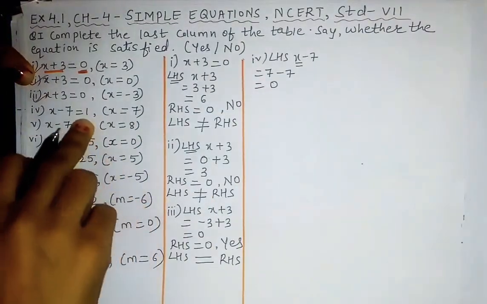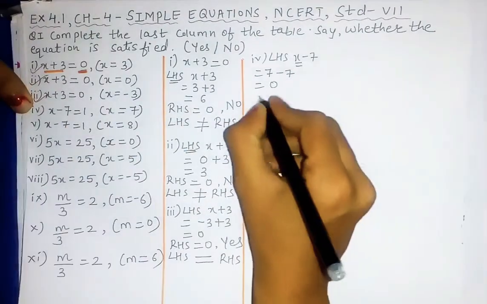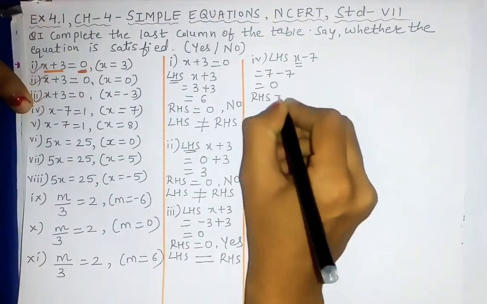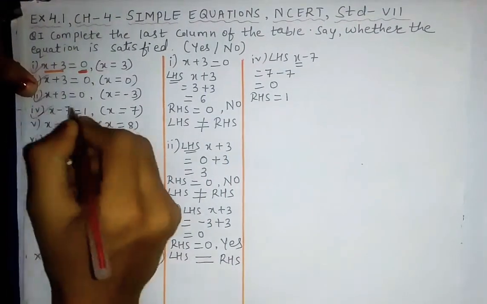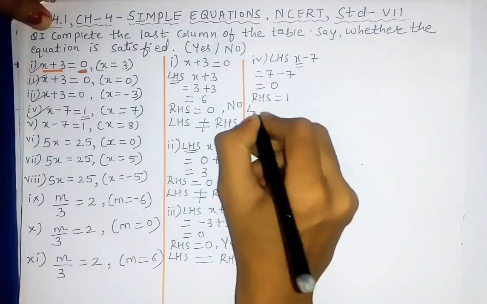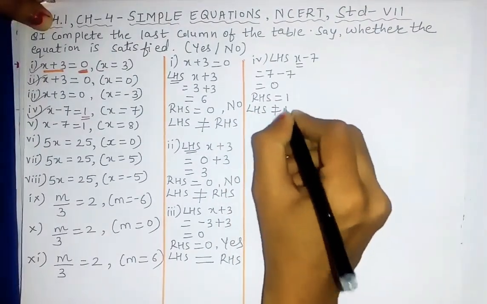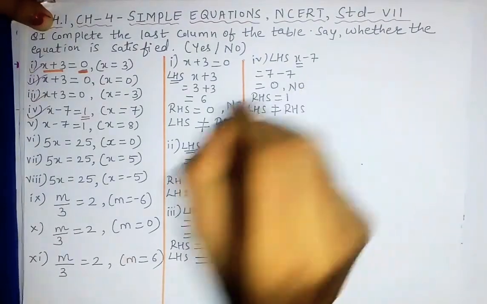And what is our LHS part? LHS part we got 0 and RHS part is 1. So write down RHS is 1 and we got the answer 0. So again LHS is not equal to RHS. So this is not the correct value. So write down no.